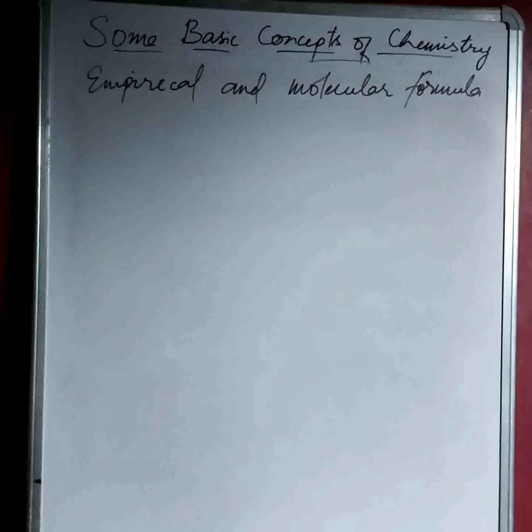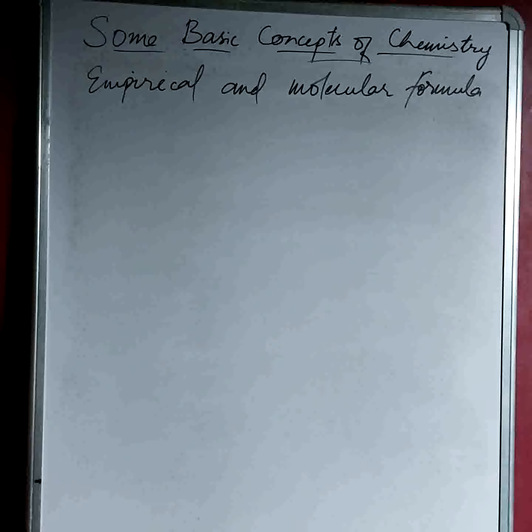Now, what is an empirical formula? The empirical formula of a compound is a chemical formula showing the relative number of atoms in the simplest ratio. So an empirical formula simply means it's a ratio of the simplest form. An empirical formula represents the simplest whole number ratio of various atoms present in a compound. The molecular formula, on the other hand, gives the actual number of atoms of each element in a molecule. The molecular formula shows the exact number of different types of atoms present in a molecule of a compound.